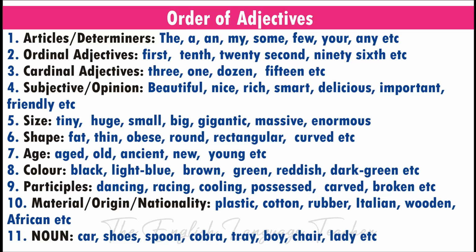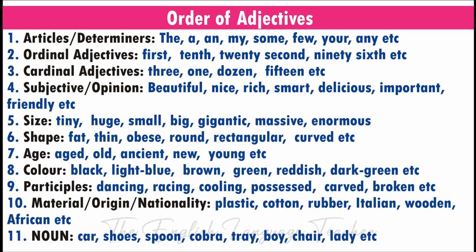The next one is size. Adjectives of size: tiny, huge, small, big, gigantic, massive, enormous, long. All these are adjectives of size. Then followed by number 6, adjectives of shape: fat, thin, obese, round, rectangular, spherical, curved. All these are adjectives of shape. Next on the order is number 7, which is adjectives of age: aged, old, ancient, new, young. All these are adjectives of age.